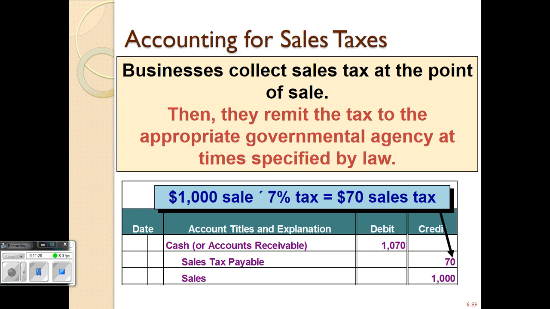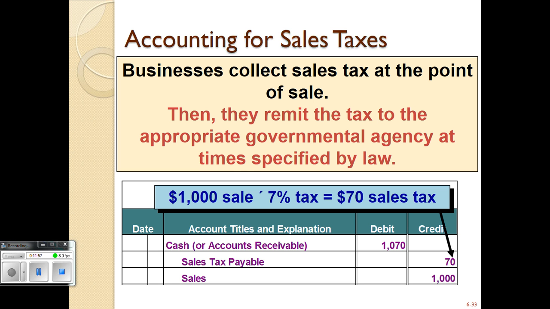As we all know, almost all the items we sell do have a sales tax. Okay, businesses collect that for us. Notice what they have here, and this is overly simplistic perhaps. Notice the sales in this case was $1,000. The cash they collected was $1,070. Why? Because there's a 7% sales tax. Notice where that 70 bucks goes. That 70 bucks goes to sales tax payable.